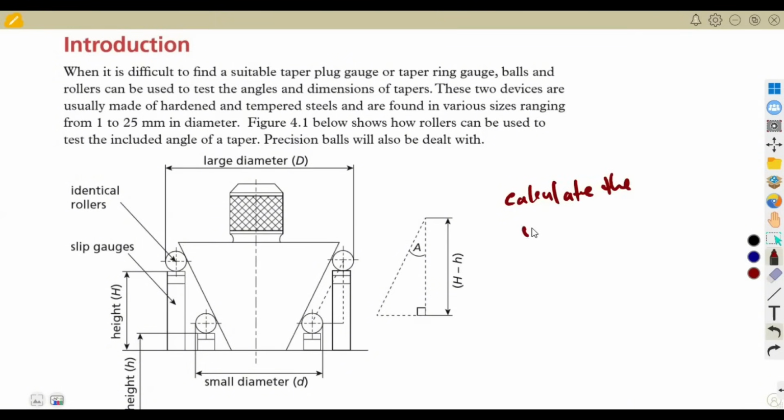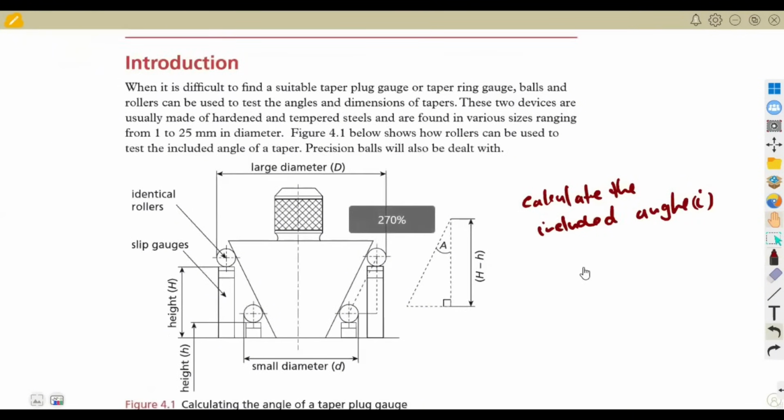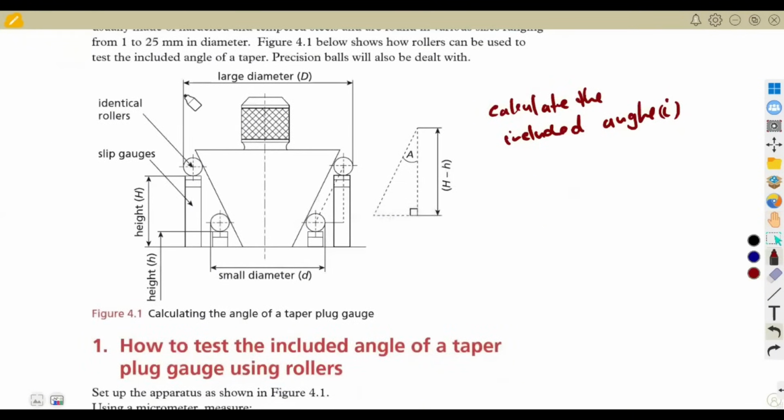To calculate the included angle, you can just say the included angle in this case is referred to as I. Provided that we have got the larger diameter that is given as D and the smaller diameter, which is this d, and using this height from this part of our triangle here, the height that is the difference between these two heights. There's a bigger height, this one, and there's a height that is the final height. We have got the height that we are starting with, then there's a final height. So we're going to find the difference, that is H minus h.